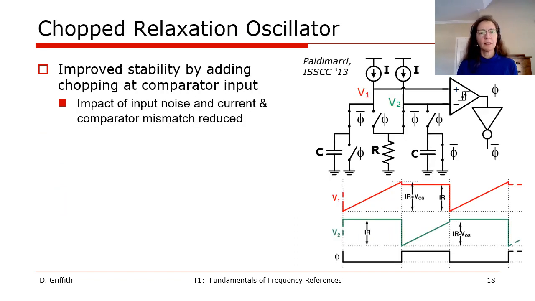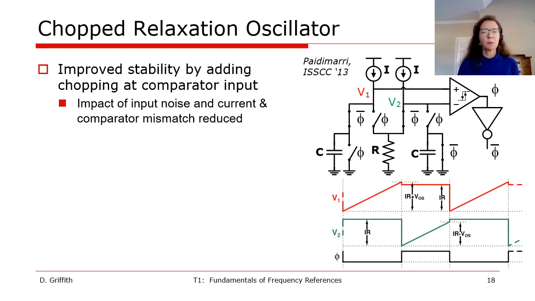First, let's look at an example that removes the frequency error due to the comparator offset. This approach was first published in ISSCC 2013, and it's one of the many references at the end of this talk that you might find interesting. In this design, the comparator input is chopped such that the impact of noise and current and comparator mismatch is reduced, which you can see in the waveforms at the bottom right.